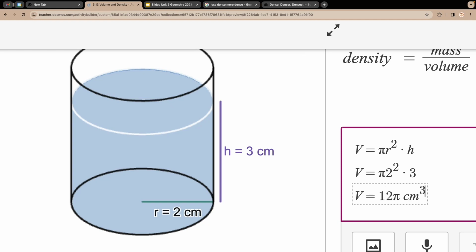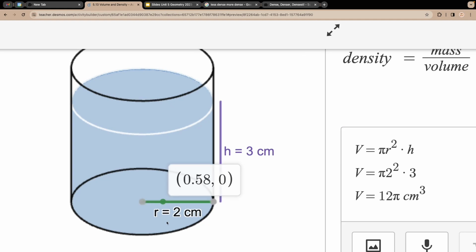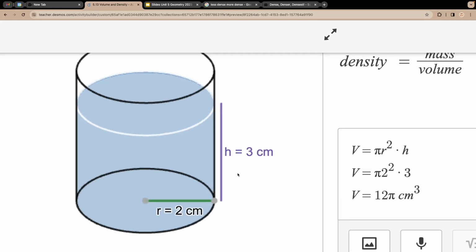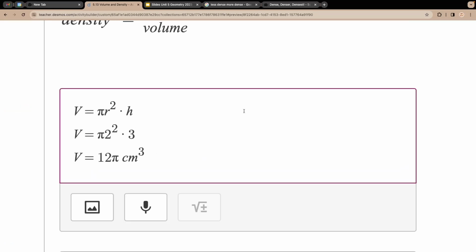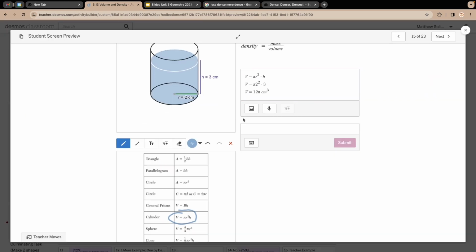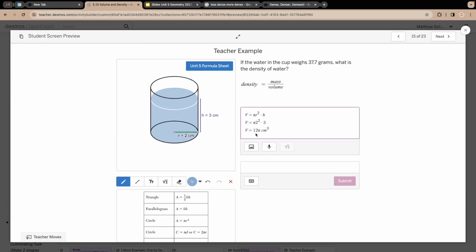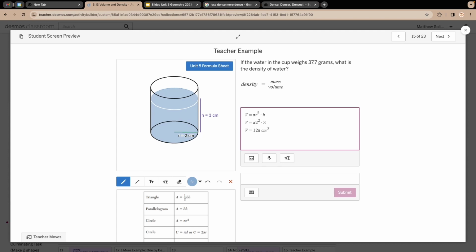centimeters cubed, right? Because we did 2 times 2 times 3, which would be centimeters, centimeters, centimeters. That's centimeters cubed. So that's how much is in there. You could also do 12 times pi, which is like 37, 36-ish, right? 12 times 3.